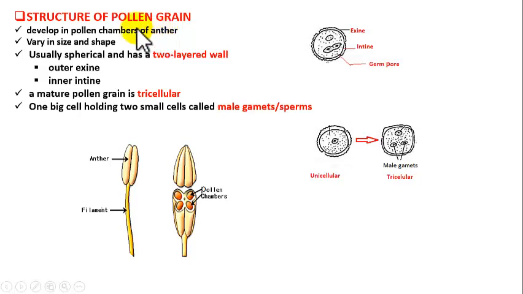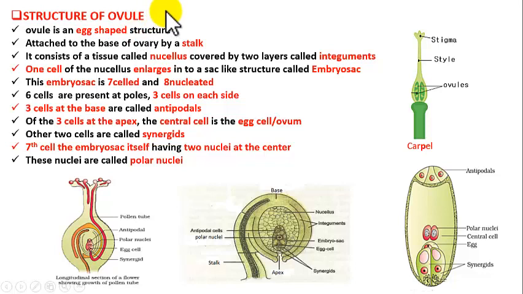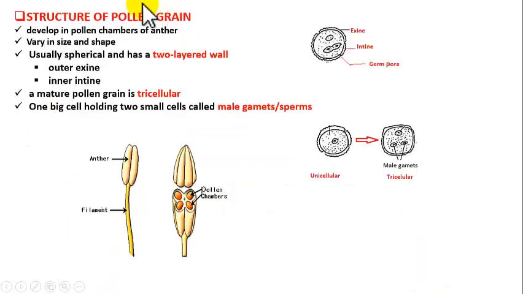Good morning, students. Today we shall learn about the structure of pollen grain and the structure of ovule. Let us start. So students, what are pollen grains? Pollen grains are the male reproductive structures of plants. And now, where are they produced? They are produced inside pollen chambers of anthers.